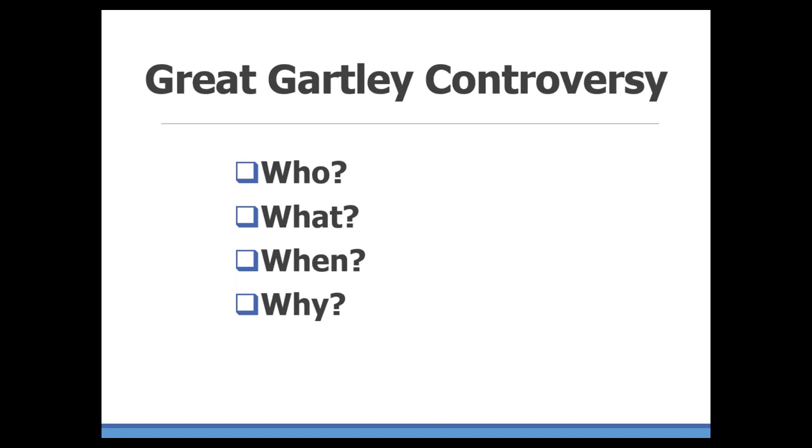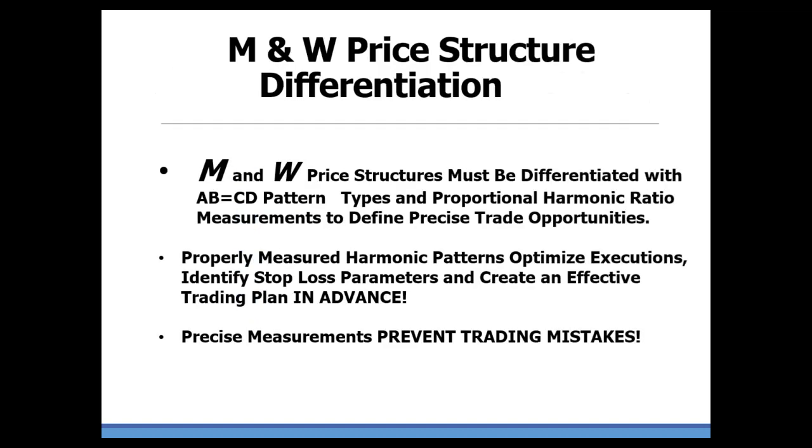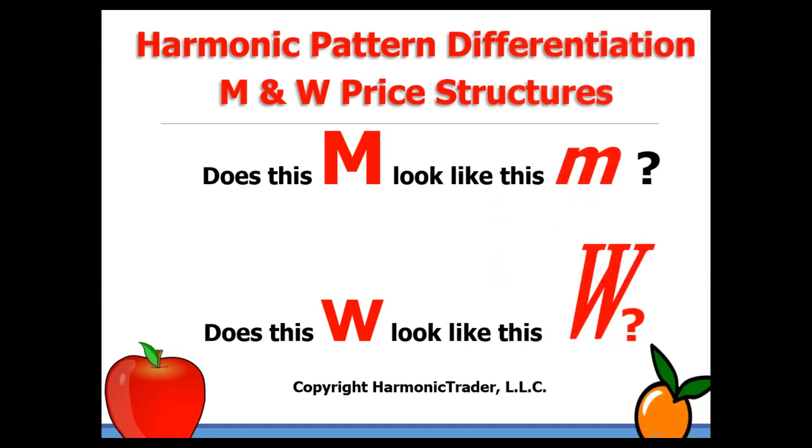But the real advancement and application of this Gartley pattern in modern day trading has become popular in the last 2 decades. Now, it is an effective pattern, but it requires specific measurements, and that's really where my differentiation is. The work that I've done with harmonic patterns put forth a lot of rules of ABCD pattern types, specific harmonic ratios that define opportunities, optimize executions, help to identify stop loss parameters, and even help define the entire trading plan in advance. But it depends on these precise measurements to prevent trading mistakes.